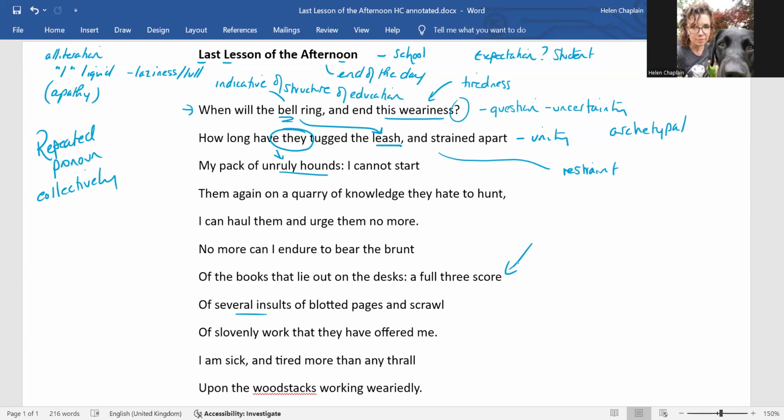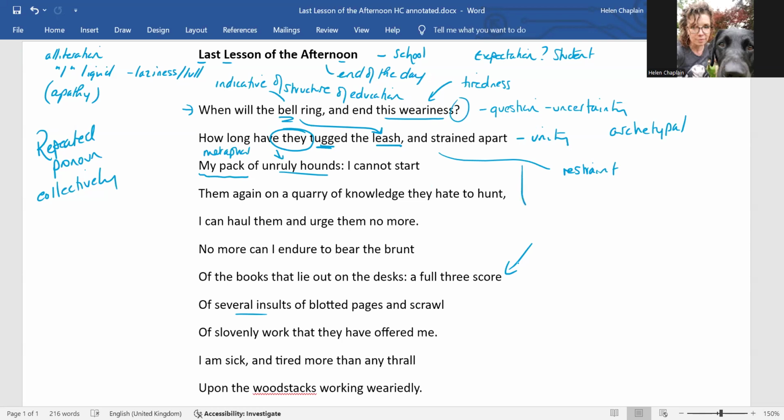We have almost the onomatopoeia of tugged in there. And there's some slight sense of possession or responsibility at the start of that metaphor when he calls them my pack. Maybe a little bit of resentment is coming through on the grounds that I cannot start them again on a quarry of knowledge. They might be his hounds, but he lacks control, right?